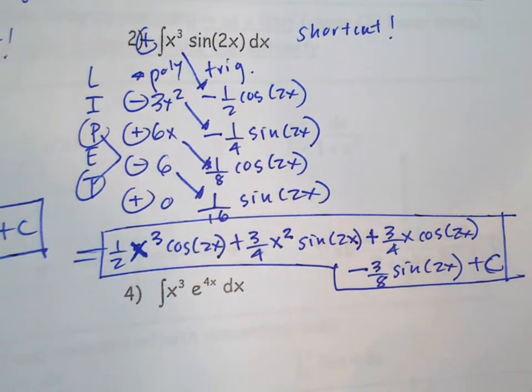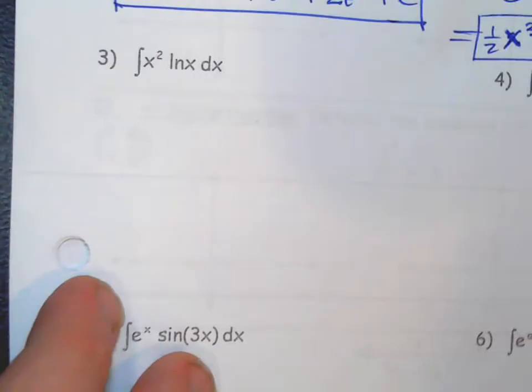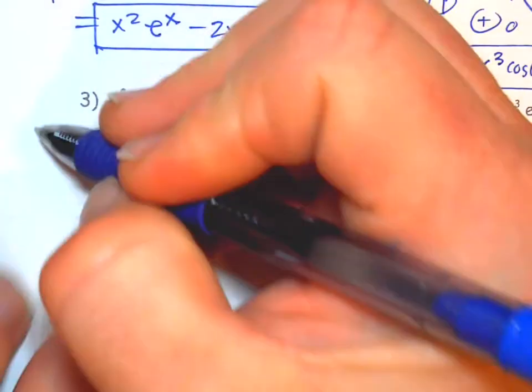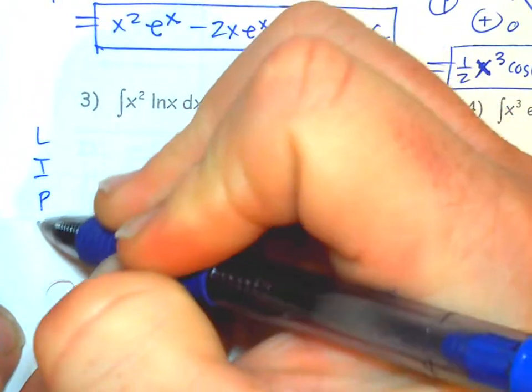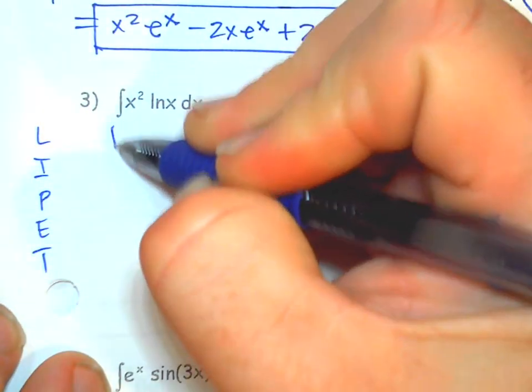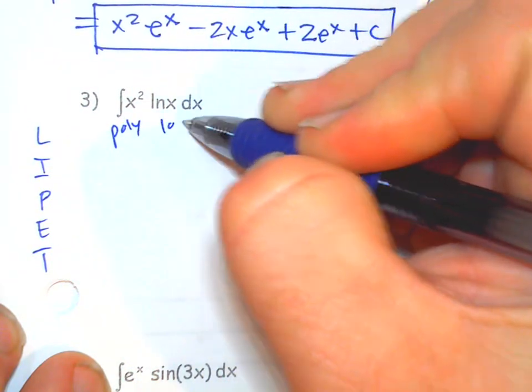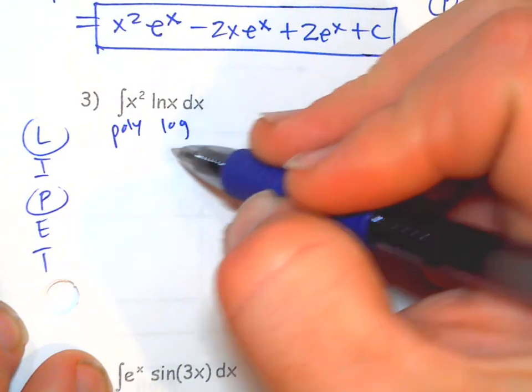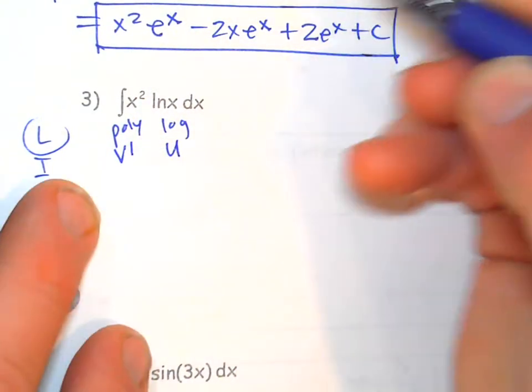Okay. Next one. Nope, can't do with u-substitution. Go do LIPET. We have poly-log. No shortcut. First one listed is your u, the other one's v prime. So this one we've got to do the regular way.